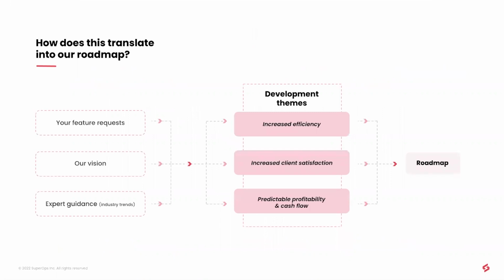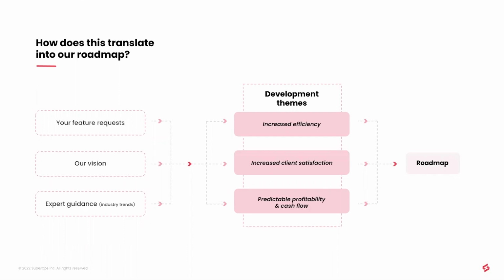Now, that said, with our vision and the feature requests on the public board that I mentioned, we also get expert guidance through our customer advisory board, CAB, where we have Kristen and many experts from the industry and also MSPs who have reached $1 million in revenue sitting on our CAB, helping us build our product. Now, all these three put together drive our development teams. We are focusing on increasing the efficiency of your technicians, increasing your client satisfaction, and making sure that you achieve predictable profitability and cash flow.